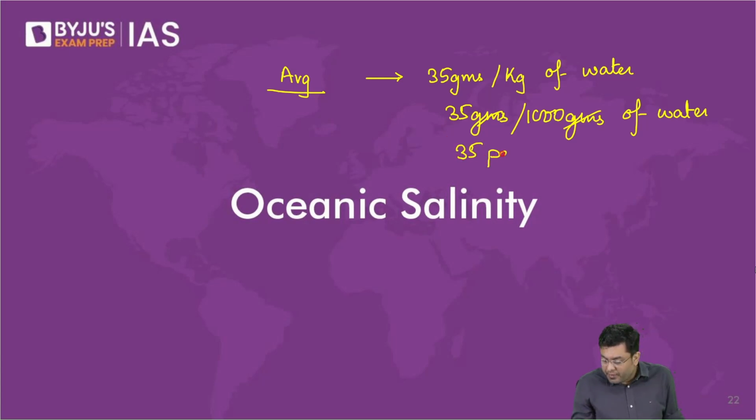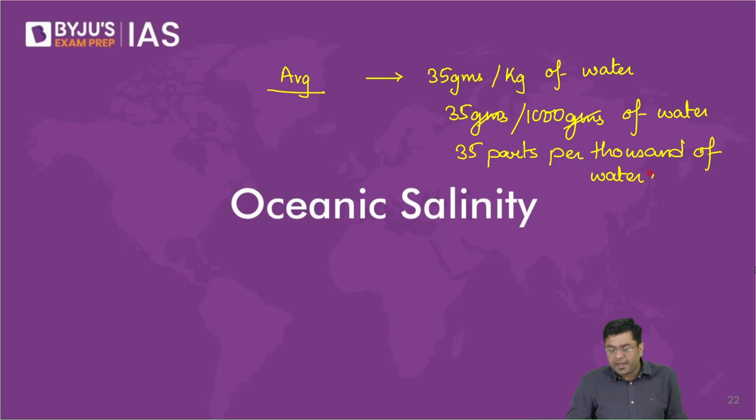So we can say that it is 35 grams per 1000 grams of water. Right? The grams will cancel out each other. That is why salinity is represented in parts per 1000. So that is 35 parts per 1000 of water. Okay. We'll talk about this salinity in detail.